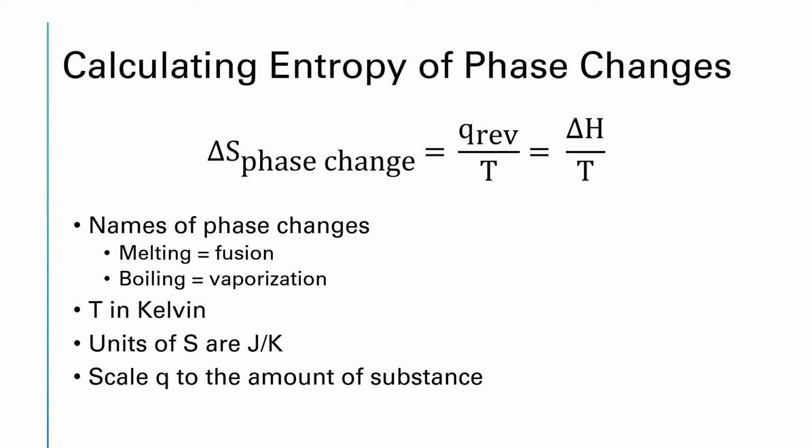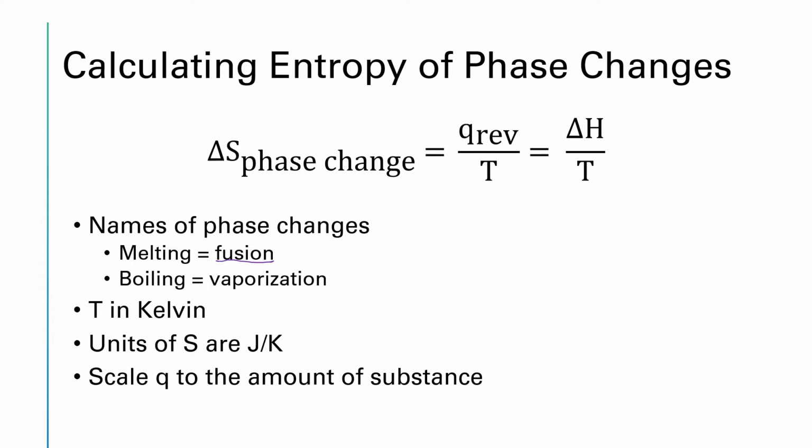If we're going to calculate the entropy change for a phase change, the equation that we're going to use is that delta S of the phase change is equal to delta H for that phase change divided by the temperature. For the names of these phase changes, melting is usually going to be called fusion, so we'll be given the heat of fusion, and boiling will be called vaporization, so we'll be given the heat of vaporization.